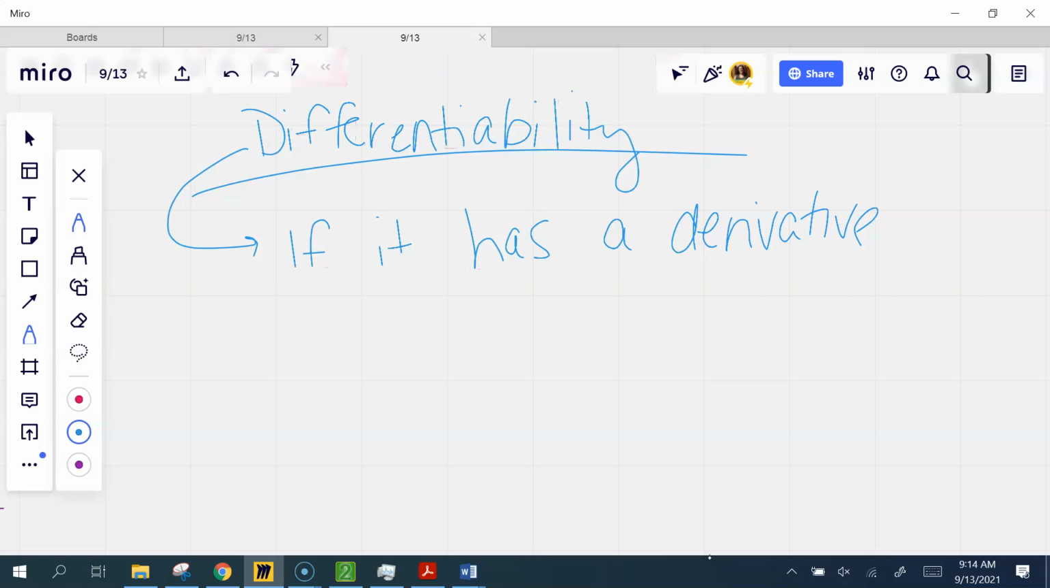Differentiability is basically telling you if the function has a derivative at that point, or if you can take the derivative at that point. So in order to know, I'm going to tell you when you can't take the derivative, and by telling you when you can't take the derivative, if you can eliminate those scenarios, then you can say, well, yes, my function is differentiable at these points. So when can I not take the derivative?